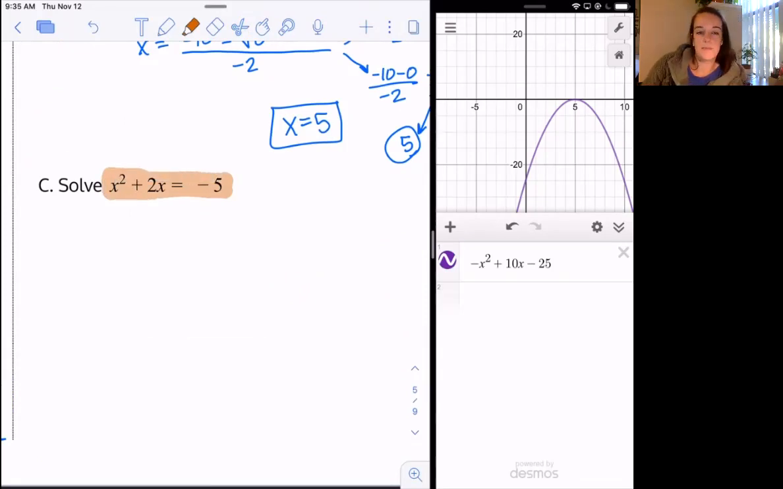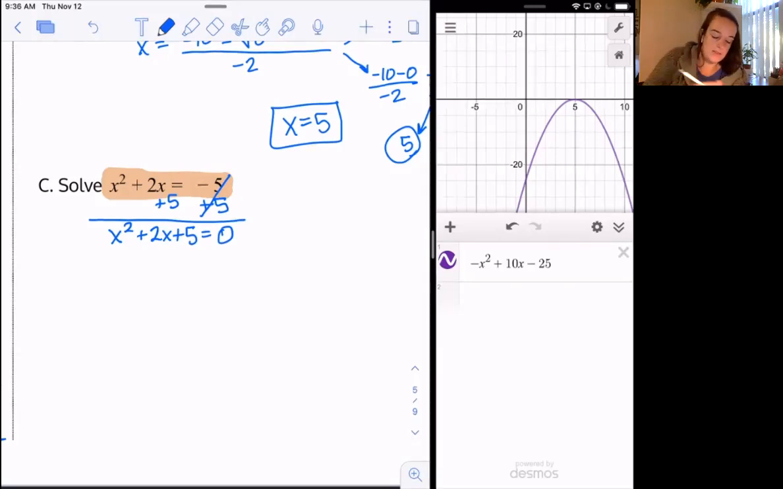We're going to solve this one here. My first step is to set equal to 0. How could I do that? I need this side to be equal to 0 over here. So I'm going to go ahead and add 5. Yes, thank you in the chat. X squared plus 2x plus 5 equals negative 5 plus 5 equals 0. Like that. Awesome. So I have my equation.